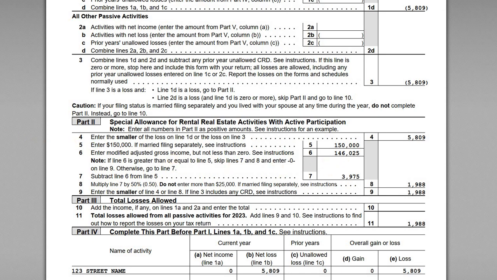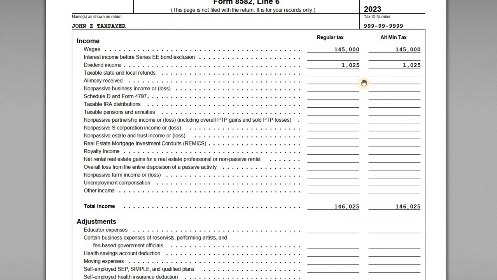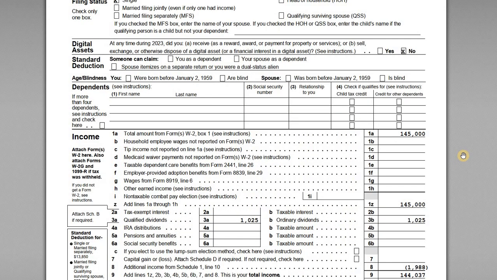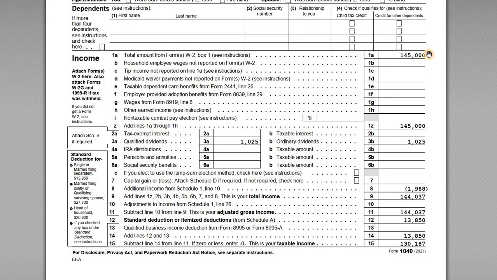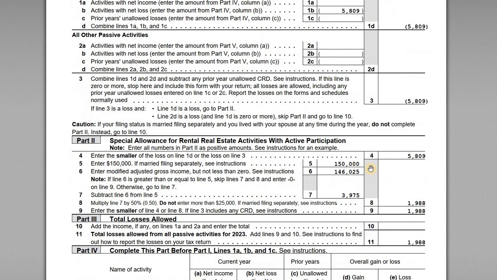So how do we get our modified AGI? Well, we have a modified AGI worksheet for the form 8582 line 6. And so we can see our modified AGI here is really just our wages and our investment income. So if we look at page 1 of John's 1040, he's got a pretty straightforward return, not too many items here. We've just got the wages and then the qualified dividend income, $1,025. He doesn't have any other income items leading up to line 7. So that's his modified AGI. His wages, his dividend income, $146,025. And so that value is reported on line 6.